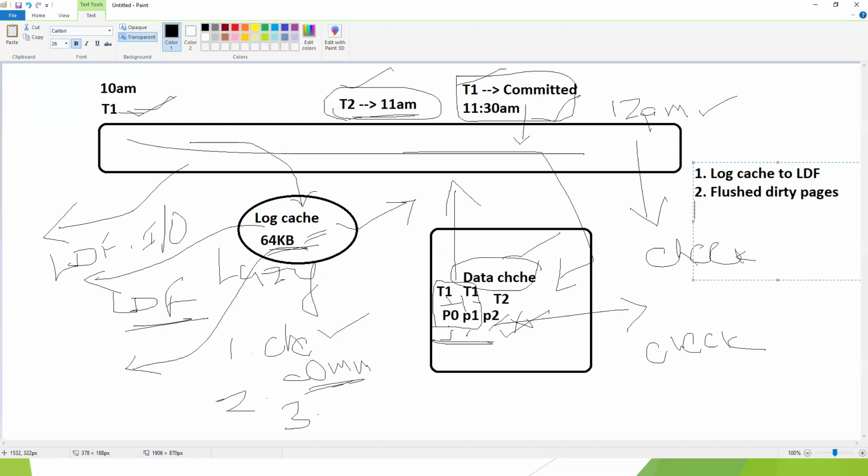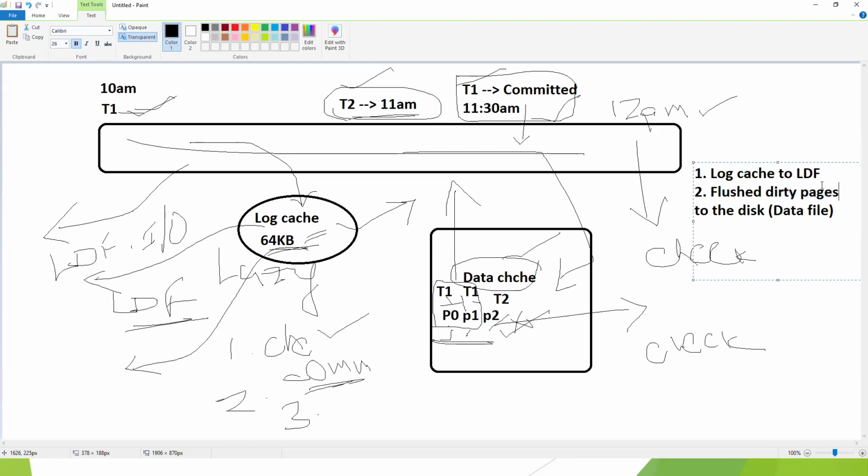Dirty pages to the disk. Yes, that is your data file. If you read the lines, I never mentioned that it will write the committed transaction pages. I am just using the dirty pages. So what does it mean?